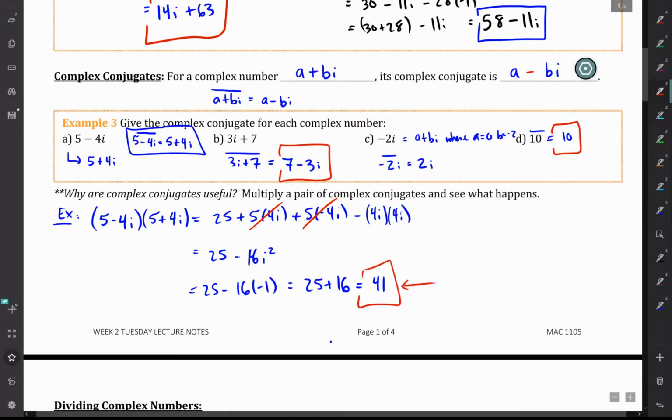So the cool thing is that when you multiply complex conjugates, even though they're complex numbers, you can always end up with a real number.